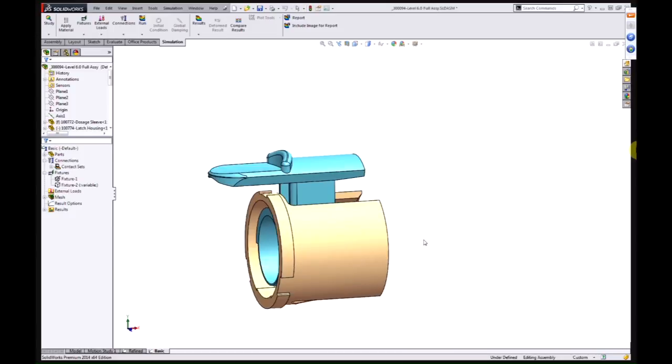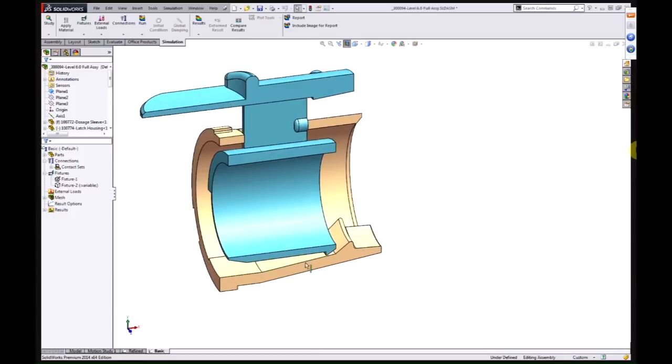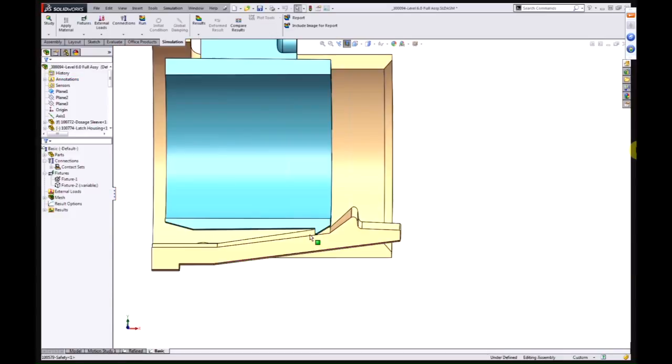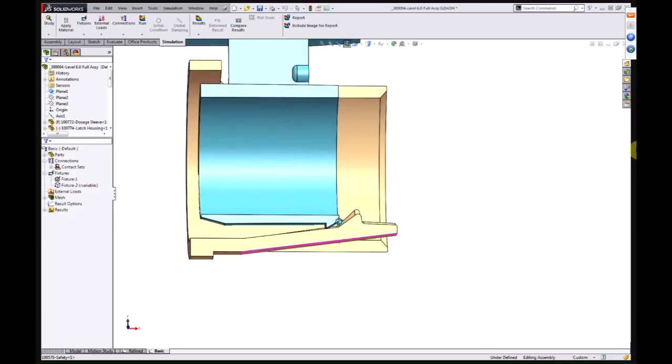But what we do have here is moving contact. We have this part basically transiting past the clip here, and that's going to cause a moving contact position, which we don't do well in a linear analysis. So in fact, this is going to be a nonlinear analysis.